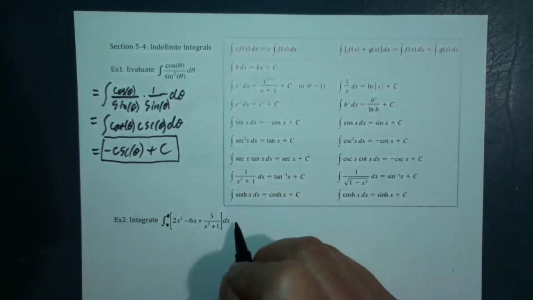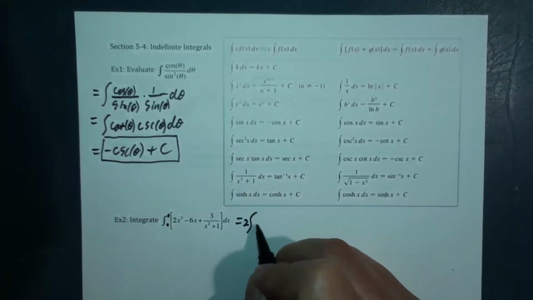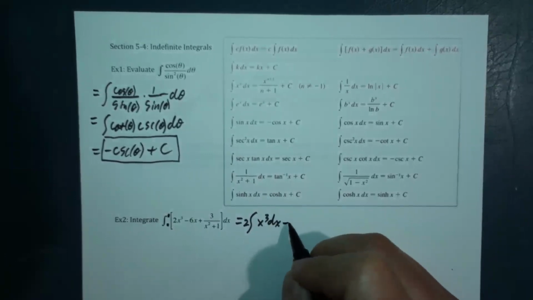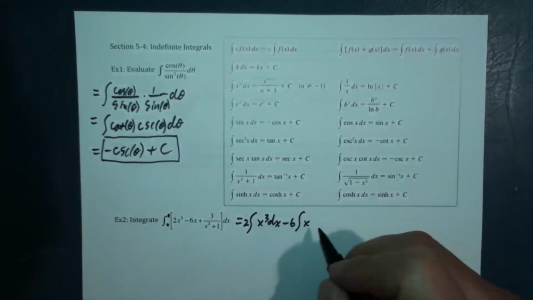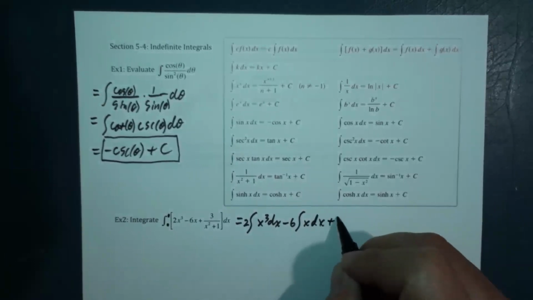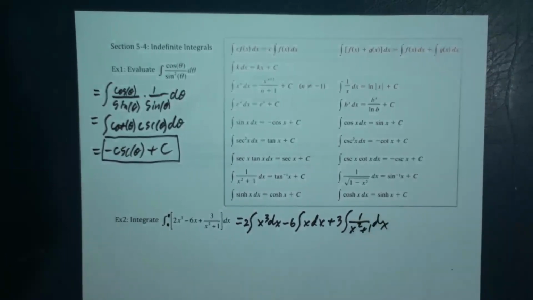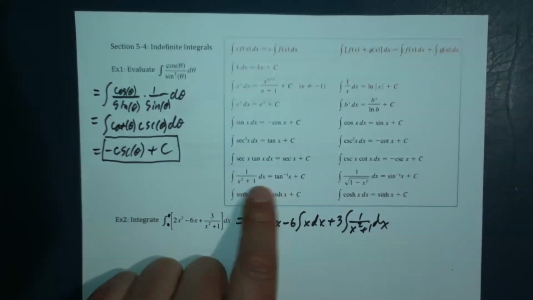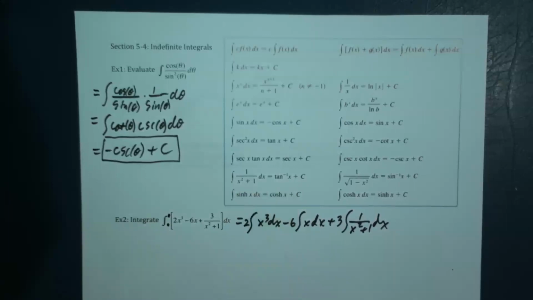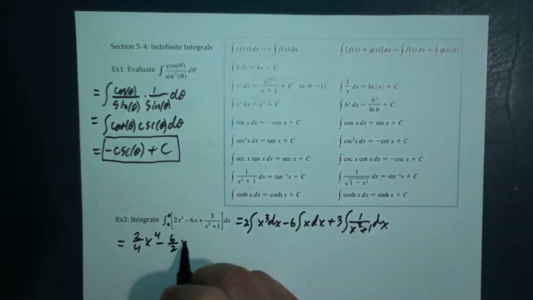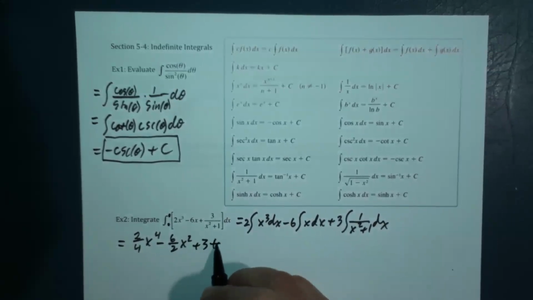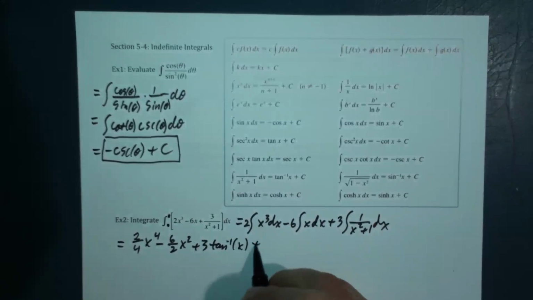And for this one, I'm going to break up into several integrals. And notice I'm factoring out the constants. And I'm going to use power rule for these two. And for this one, I'm going to use this one here. We're going to get inverse tangent. So here we're going to end up with 2 over 4x to the 4th minus 6 over 2x squared plus 3 inverse tangent of x. And again, plus c.